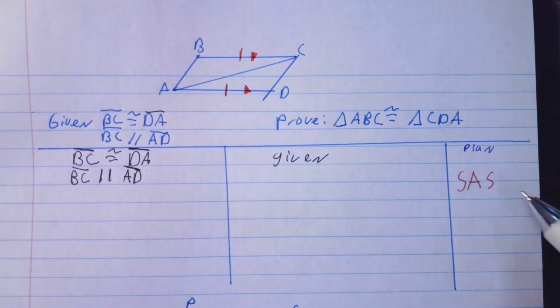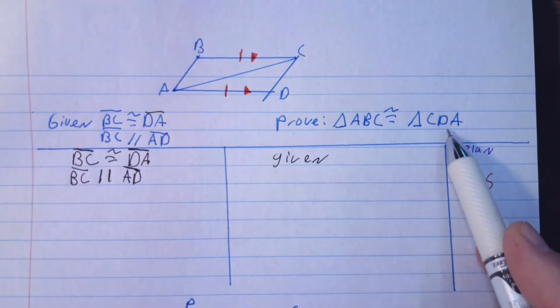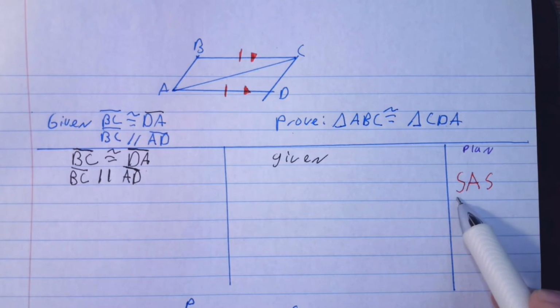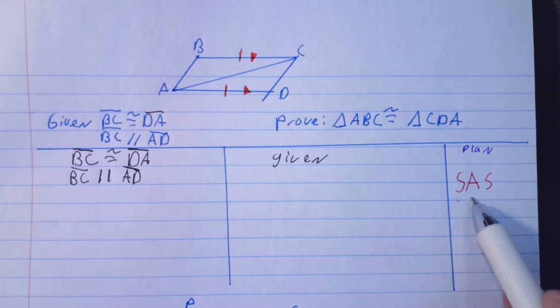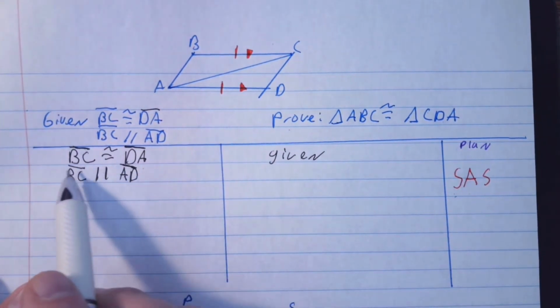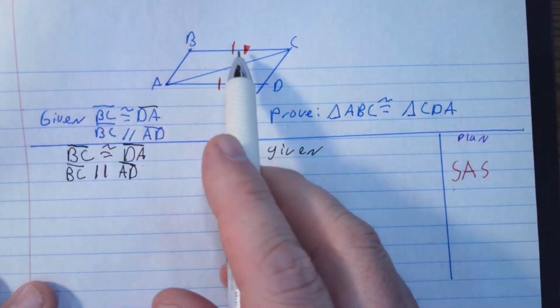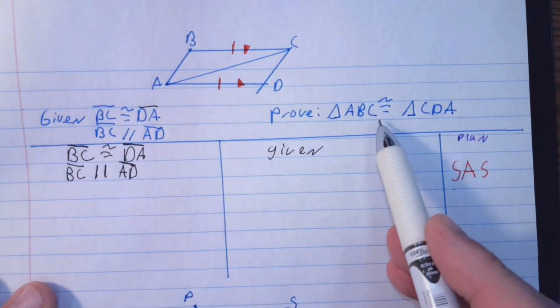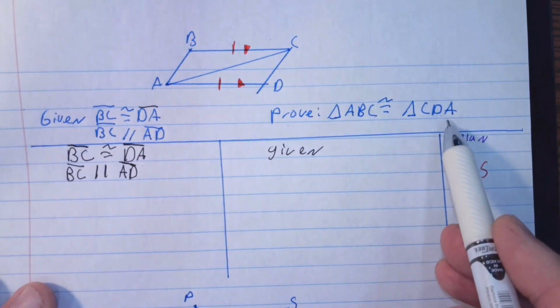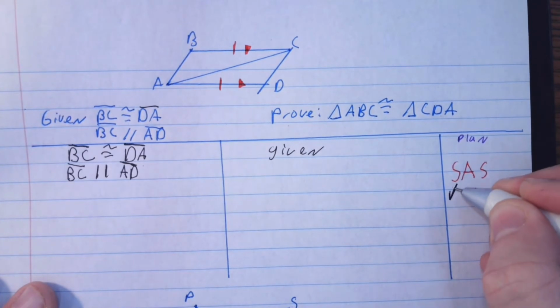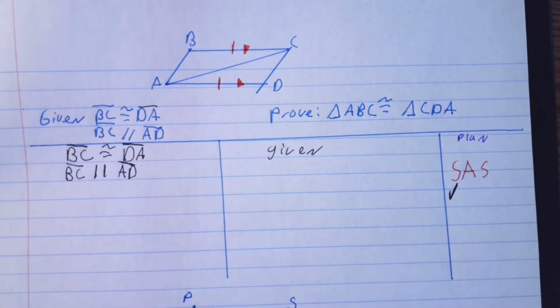So I know it's going to be side angle side. So what I need to prove is that both these triangles have a congruent side, a congruent angle, and a congruent side. I know right off the bat with this given right here, that gives me a side, doesn't it? That gives me the side BC and DA. So I'm going to go ahead and put a check mark that I have one thing I need already. And so now I just need an angle and a side.